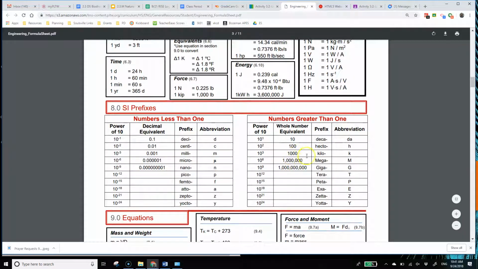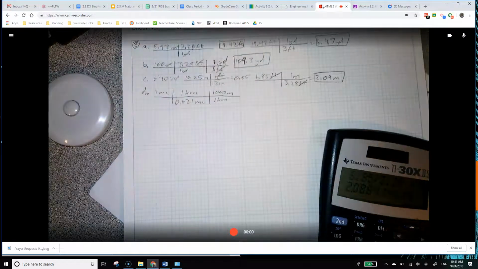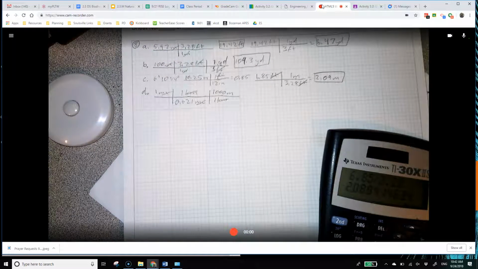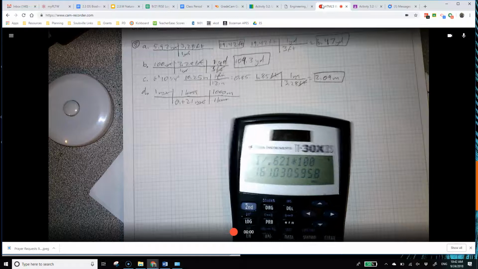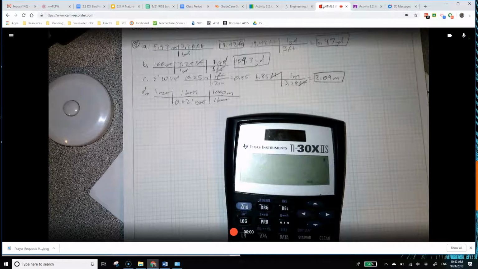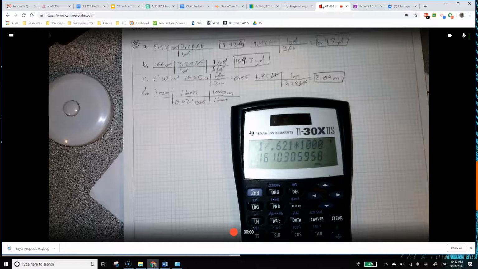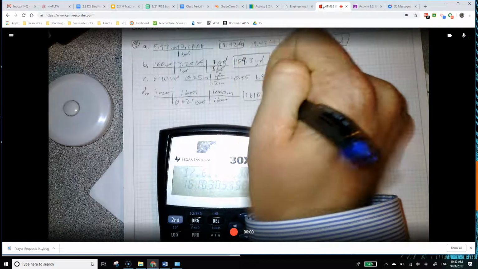And then to go from kilometers to meters, that's where I need to use my prefixes down here. That's my prefixes. So kilo is 1,000. So in 1 kilometer, there are 1,000 meters. Cross out miles, miles, kilometers, kilometers, and now I've got my answer in meters, which is what I want. So I will say 1 divided by 0.621 times 1,000. Oh, I did times 100. 1 divided by 0.621 times 1,000 is 1,610 meters. I guess that's my answer for D.